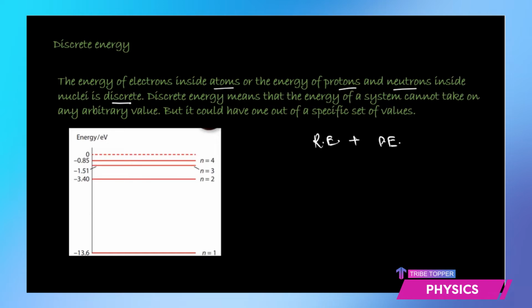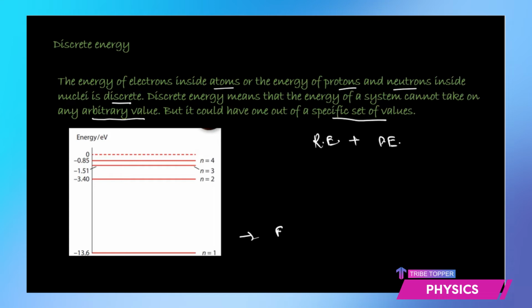By discrete, we mean that the energy cannot take just any value. Like if I ask how many students are present in a class, that is a discrete number. You cannot have just any value. There can be 10 students or 20 students, but you can't say there are 20 and a half or 20.6 students. It can have only a specific set of values. Similarly here, when we say the energy is discrete, we mean that the energy of the system cannot take any arbitrary value. It has to be one of a specific set of values.